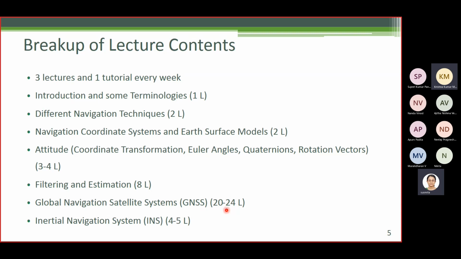So these are two primary navigation systems, GNSS and INS. Okay, when we discuss different navigation techniques, you will have an overview of their operating principles. They complement each other.